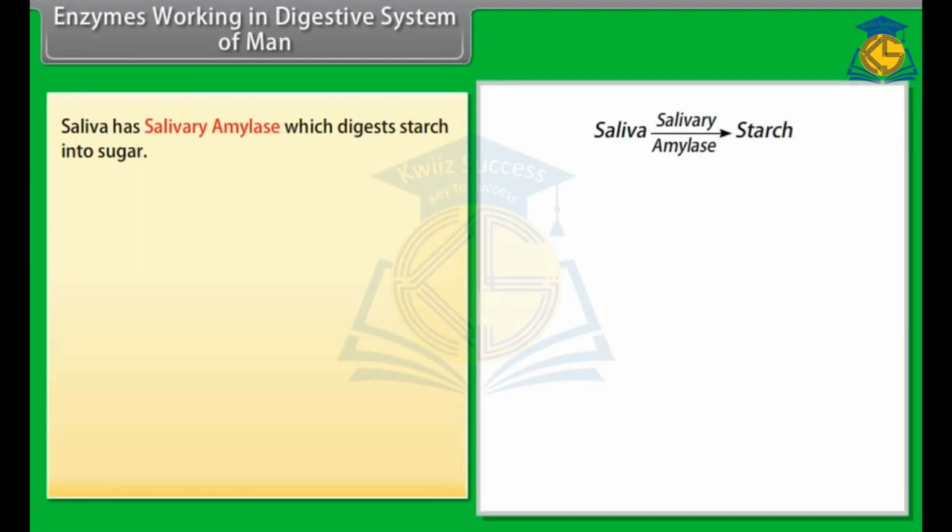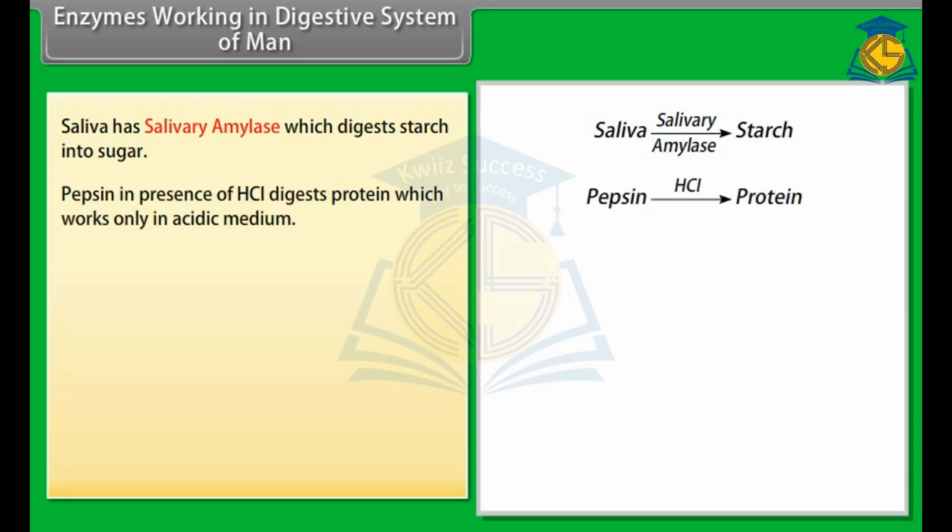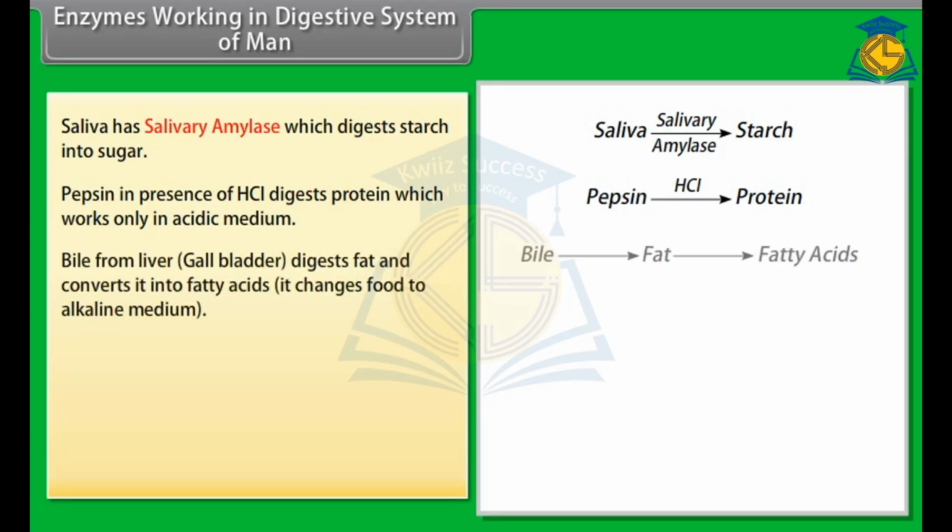Saliva has salivary amylase, which digests starch into sugar. Pepsin in the presence of HCl digests protein, which works only in acidic medium. Bile from the liver, gallbladder, digests fat and converts it into fatty acids. It changes food to alkaline medium.